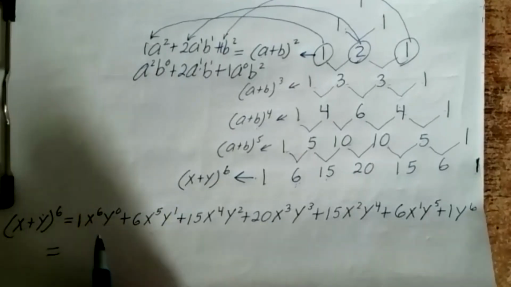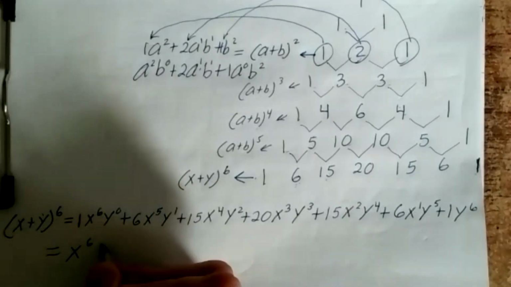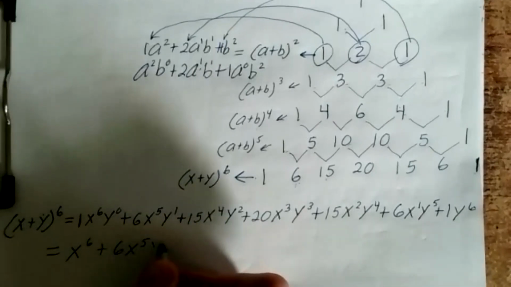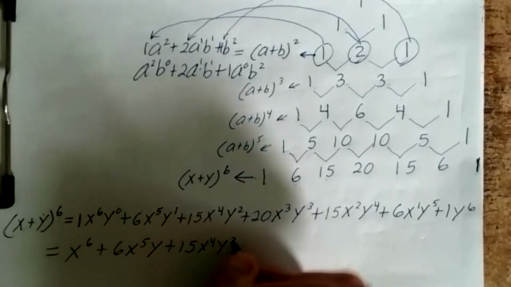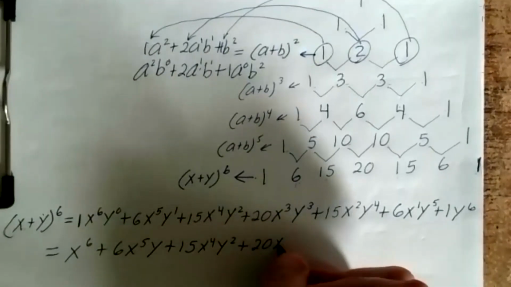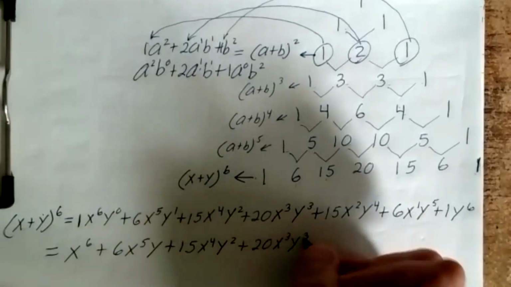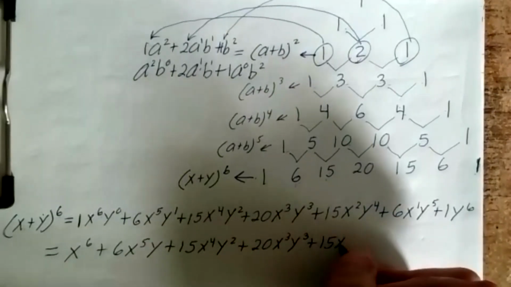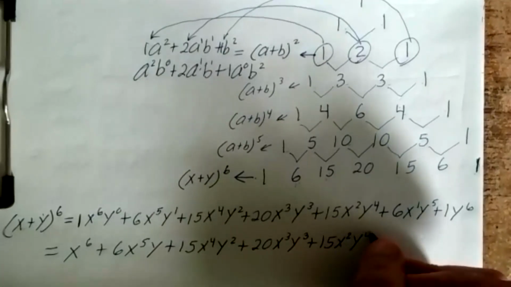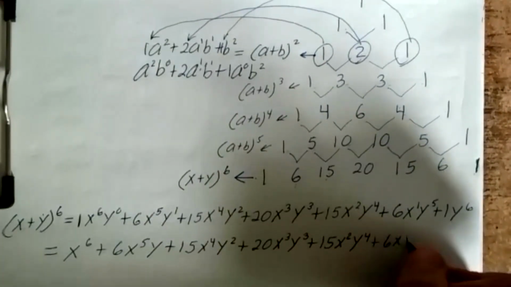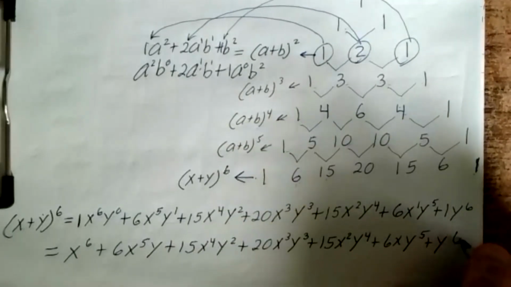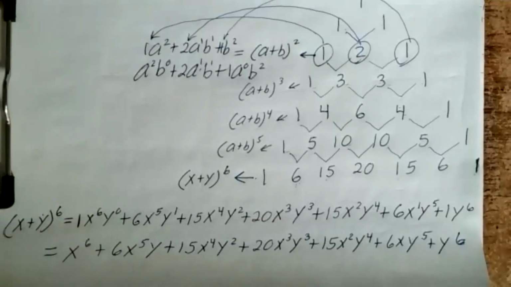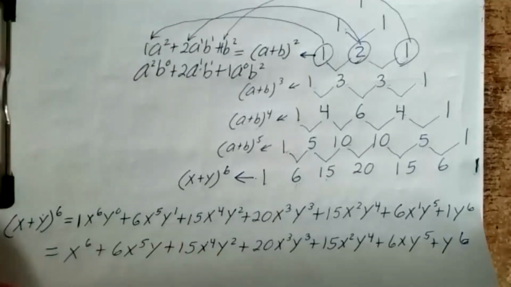And y to the 0th power is just 1. So therefore, we have x to the 6th plus 6x to the 5th y plus 15x to the 4th y squared plus 20x cubed y cubed plus 15x squared y to the 4th plus 6xy to the 5th plus y to the 6th. Whoops, y to the 6th power. All right, so there you go. That would be the expansion of x plus y to the 6th power, making use of Pascal's triangle.